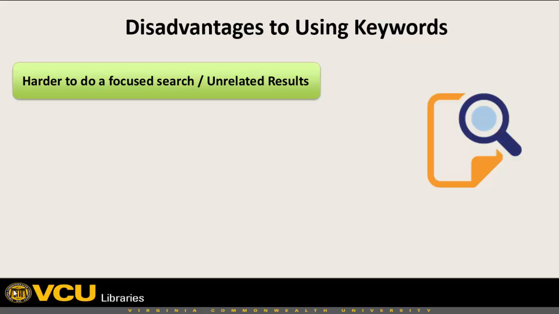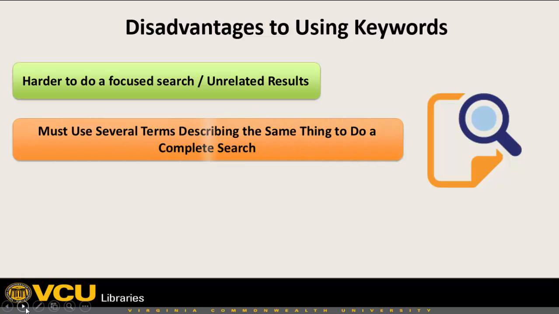When it comes to searching with keywords, there are a couple disadvantages. Probably the major disadvantage, as I've alluded to, is that it's harder to do a focused search because it searches all over the citation and as a result gives you a lot of unrelated results.